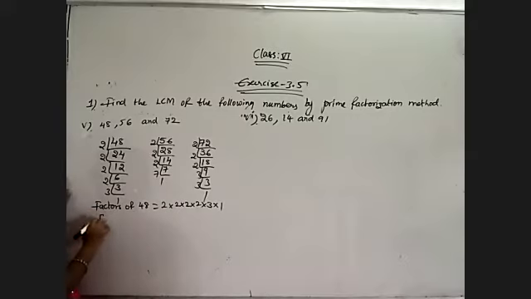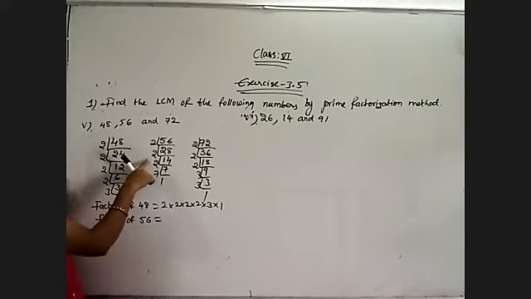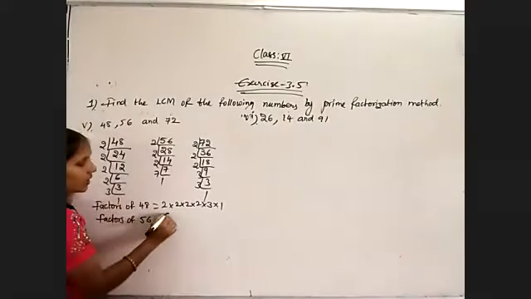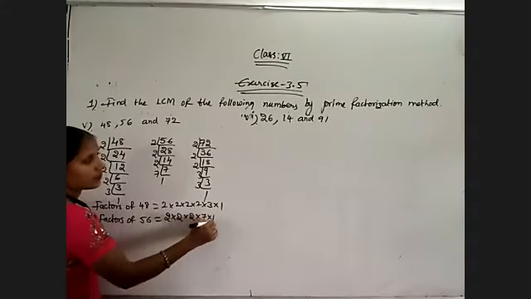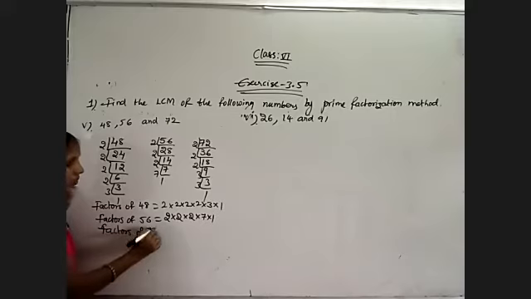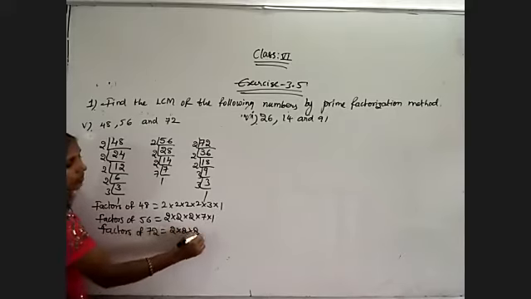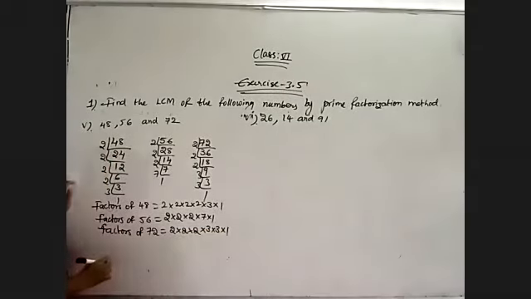Now the factors of 56 are, this is factorization, 2 into 2 into 2 into 7 into 1. Coming to 72, the factors of 72 are 2 into 2 into 2 into 3 into 3 into 1. Now, identify the common factors.